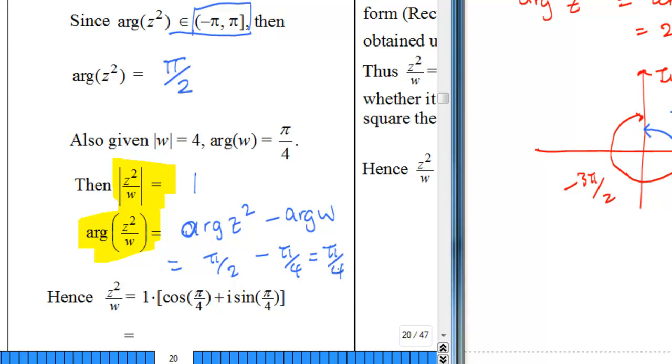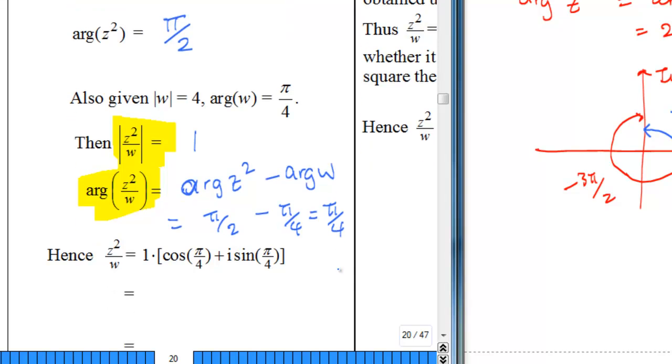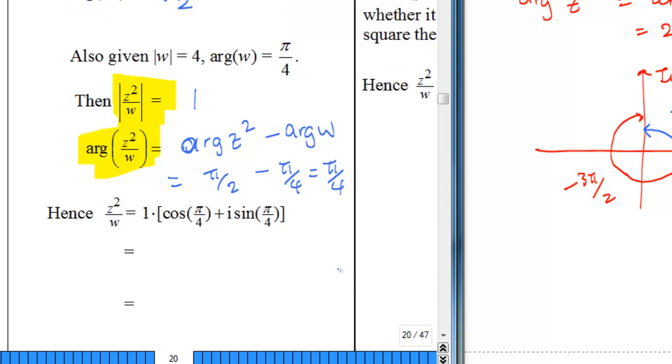So when we consider z squared over w and use the polar form, we have the result of 1 cos pi over 4 plus i times 1 sin pi over 4 as the imaginary part. So when we simplify this, we will have 1 over square root 2 plus i times 1 over square root 2, which will simplify when we rationalize to root 2 over 2 plus i root 2 over 2.